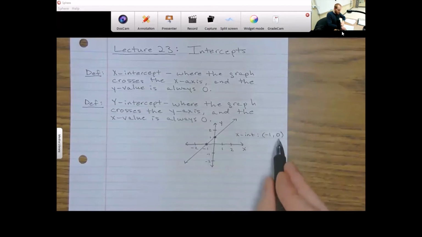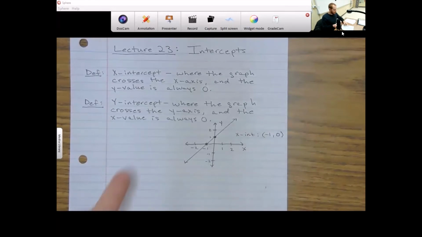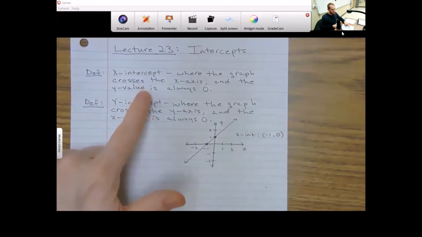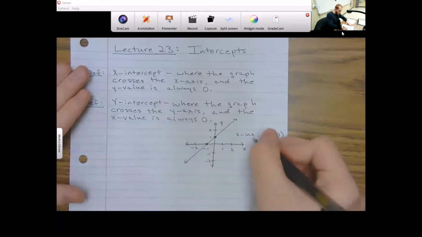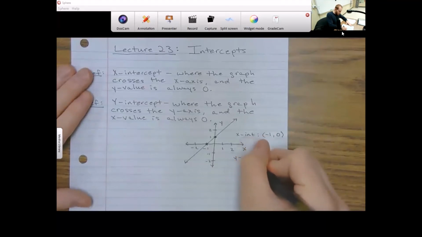That's important to notice. The y value is always 0. And that comes straight from our definition up here. The y value is always 0. Now, that's the x-intercept. That's basically where the line is going to cross the x-axis. Now, let's do the opposite. Where does the line cross the y-axis? That's the next question I'm going to ask you. What is the y-intercept?